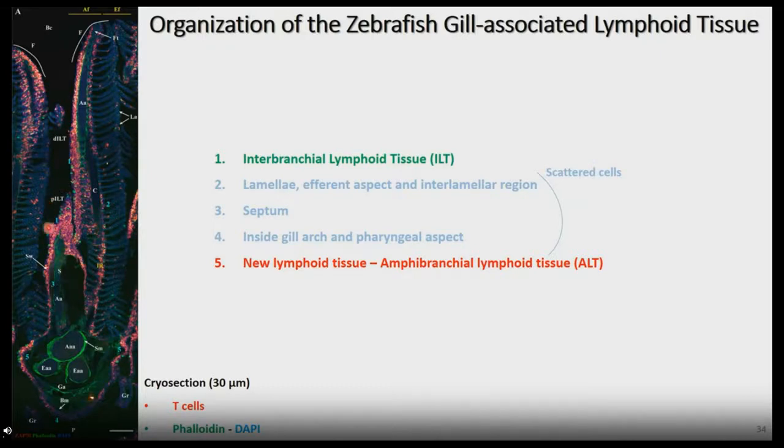One is this interbranchial lymphoid tissue you see on top of the septum right here, on the side of the filament. Then there are 3 regions in the other parts of the filament and the gill arch. There, the T cells are just scattered, but something interesting we could see on each side of the gill arch, at the base of the filament, is something that looks a bit more clustered. So it's a new lymphoid tissue that we found and called the amphibranchial lymphoid tissue, or ALT in short.